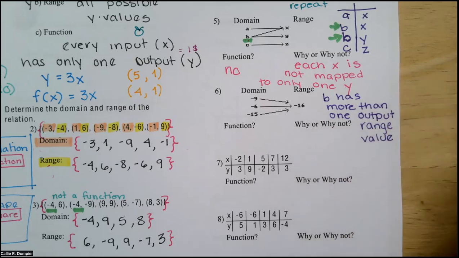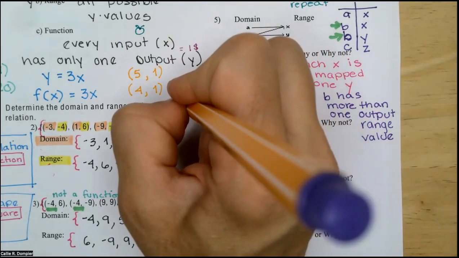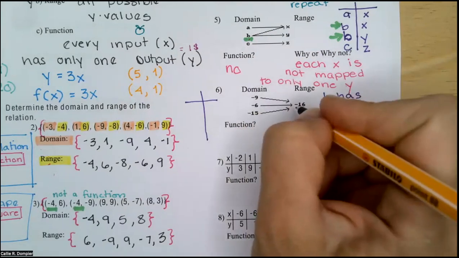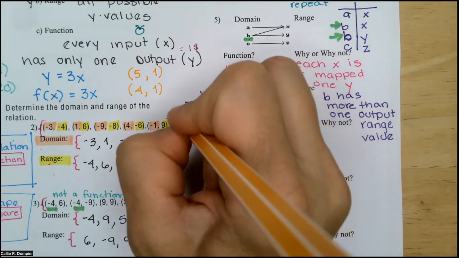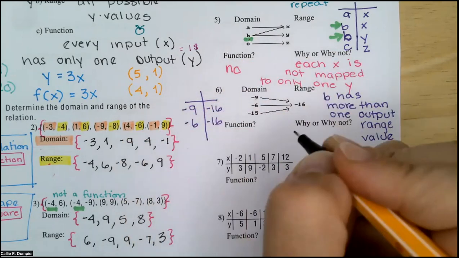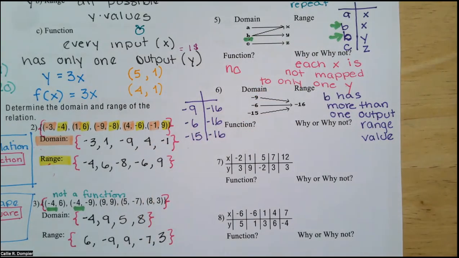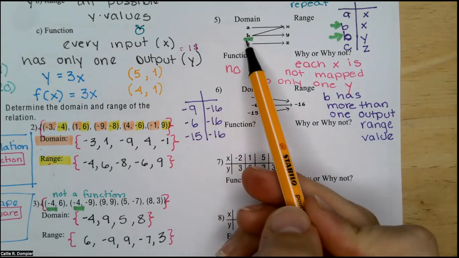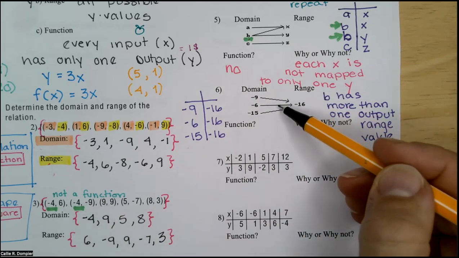Okay. Number 6, -9 maps to -16, -6 maps to -16, and -15 maps to -16. So if I was to make a table, this is the mapping, but the table would be -9 to -16, -6 to -16, and -15 to -16. All right, we haven't seen this before, right? We've seen a domain with two different ranges. We haven't seen a range with three different domains.